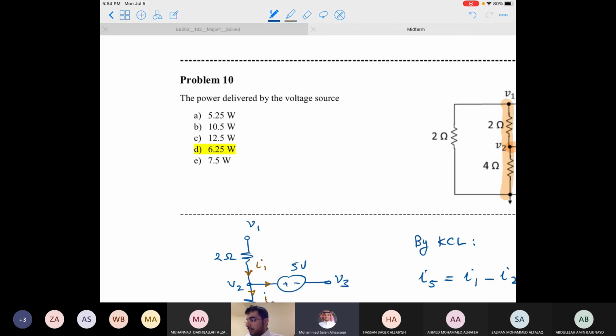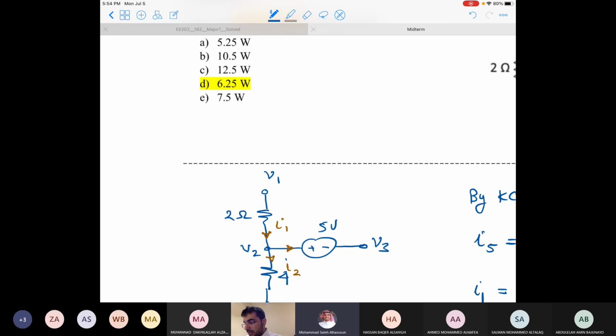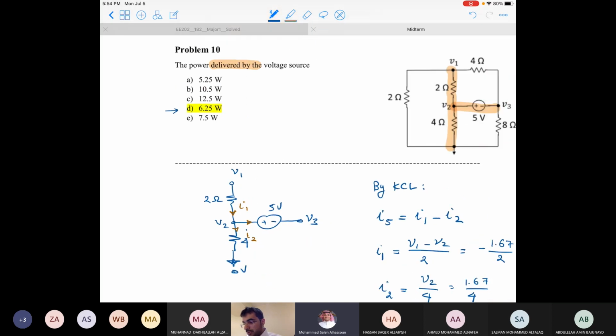Again, here I'm assuming that the power is delivered. So I'm getting a negative sign, which means that my assumption is correct, and the value of the power is 6.25 watts.